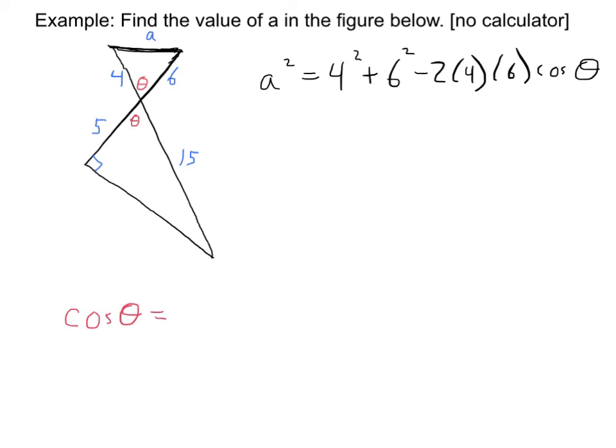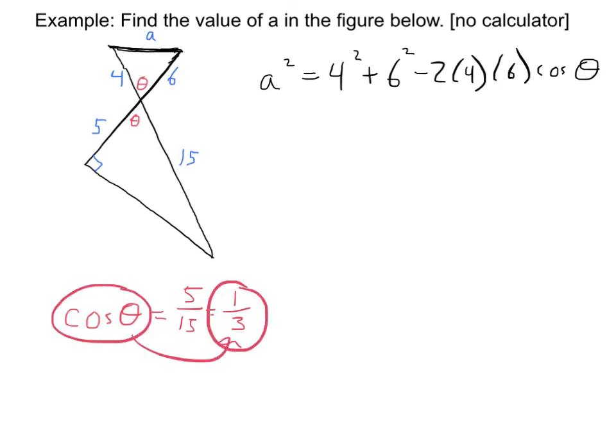Based on this bottom triangle, the cosine of theta, this is a right triangle, the cosine of theta is adjacent over hypotenuse. It should be 5 over 15, which is 1/3. And so, oh my gosh, we literally just stated then that the cosine of theta is 1/3. But that theta is the same as this theta. That means we can plug these things in, right?